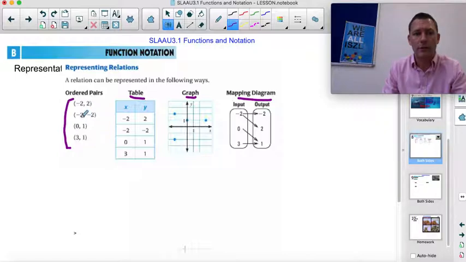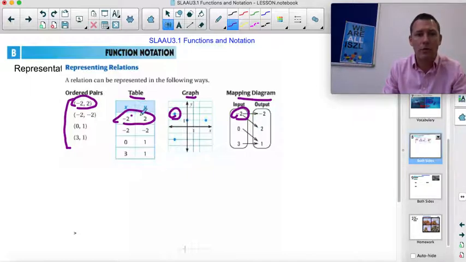Here's -2, 2, -2, -2, and so on. We can make a table out of it, right? This is this. We could graph it. Here's -2, -2. And then here's -2 mapping to 2. So -2 goes in, 2 comes out, right? It's okay sometimes, you can have a function with 2 of the same outputs.